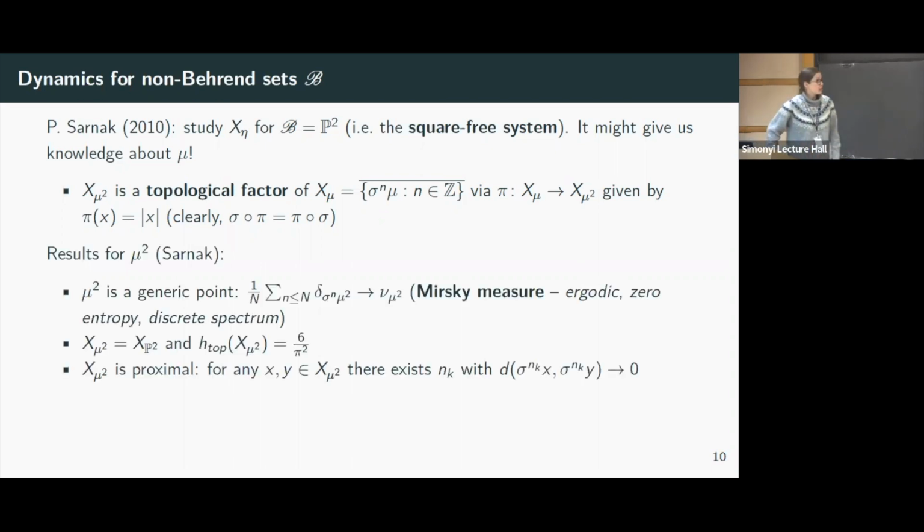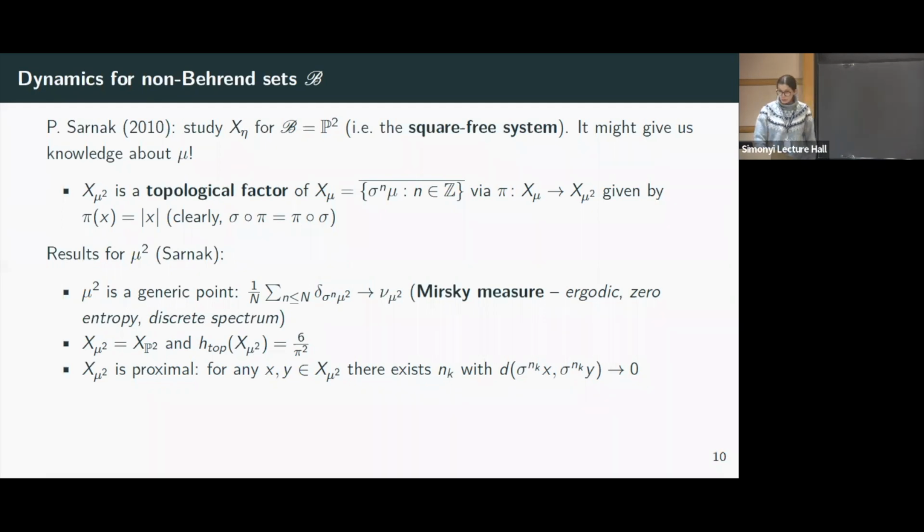And the first results for mu squared were as follows. The first one is that mu squared is a generic point for some measure on {0,1}^Z. So basically what you do is you count the frequency of blocks appearing in mu squared. And the second thing is that for B equal to the set of squares of primes, the square-free subshift is the same as the B-admissible subshift. And this makes it easier to compute the topological entropy, which happens to be 6 over pi squared.